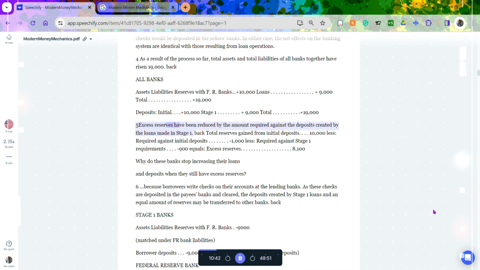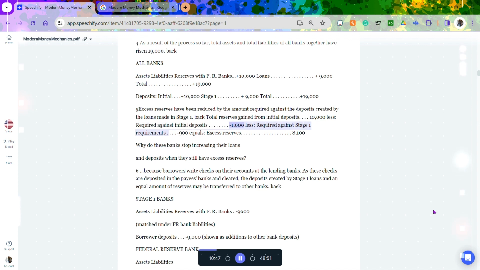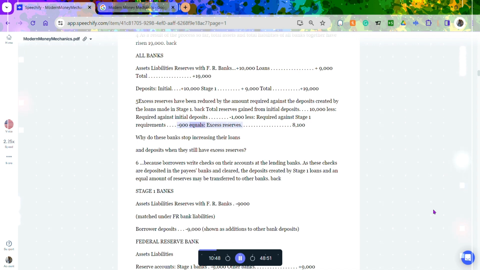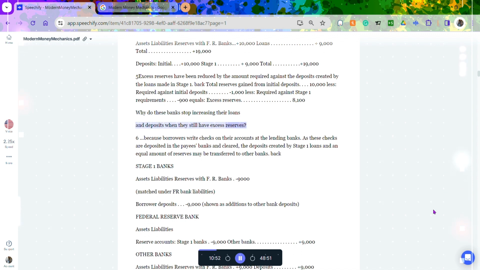5. Excess reserves have been reduced by the amount required against the deposits created by the loans made in Stage 1. Back. Total reserves gained from initial deposits, $10,000, less required against initial deposits, minus $1,000, less required against Stage 1 requirements, minus $900, equals excess reserves, $8,100. Why do these banks stop increasing their loans and deposits when they still have excess reserves?